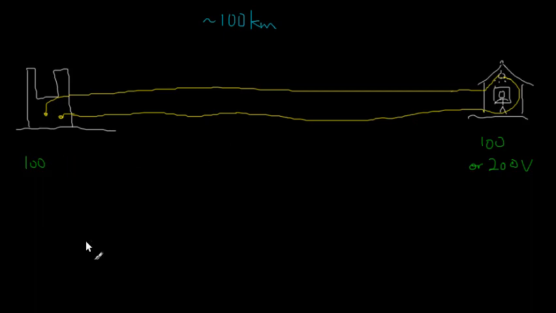Now I'm going to take it that the power station would generate 100 volts and then send 100 volts directly to our house over this 100 kilometer piece of cable. And then I shall calculate how much heat is lost.